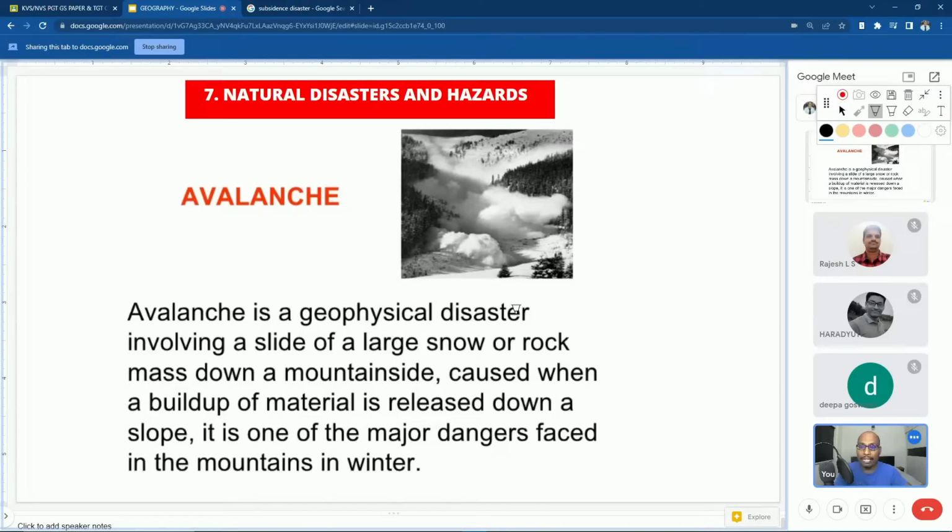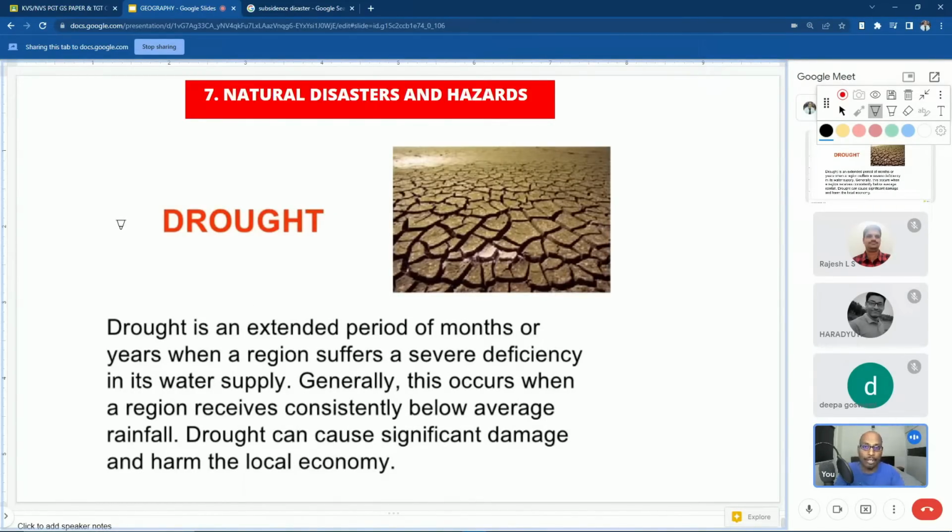An avalanche is a geographical disaster involving a slide of a large snow or rock mass down a mountainside, caused when a buildup of material is released down a slope. It is one of the major dangers faced in the mountains in the winter. So snow avalanches happen in the Himalayan mountains. Then drought.